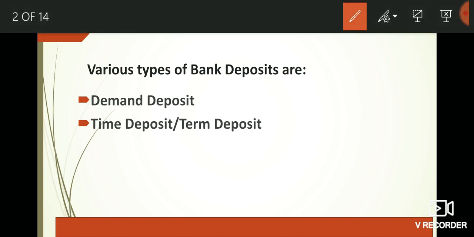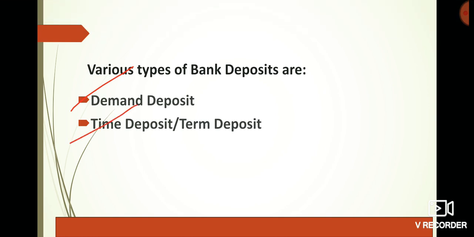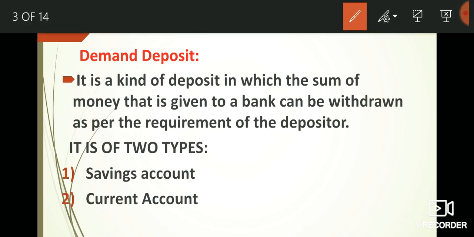First, deposits are generally classified into two types. The first one is demand deposit and the second is time deposit, which is also known as term deposit. Let's discuss demand deposit. It is a kind of deposit in which the sum of money that is given to a bank can be withdrawn as per the requirement of the depositor. That means you can withdraw money on demand at any time without any prior notice to the bank, or sometimes 7 days prior notice is required for the withdrawal of money. It is of two types. The first one is savings account and the second one is current account.